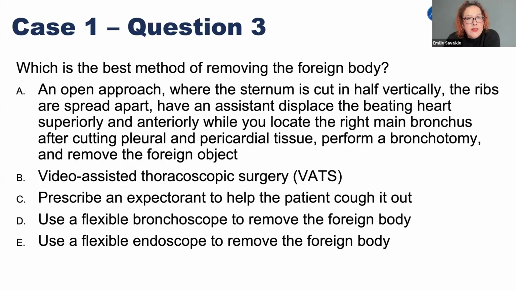C, prescribe an expectorant to help the patient cough it out. D, use a flexible bronchoscope to remove the foreign body. So a bronchoscope goes down the throat to the trachea and down the pulmonary tree. E, use a flexible endoscope to remove the foreign body, which goes down the mouth into the esophagus and down the stomach to remove a foreign body if you see it. So we can start the poll there. If you could, please.